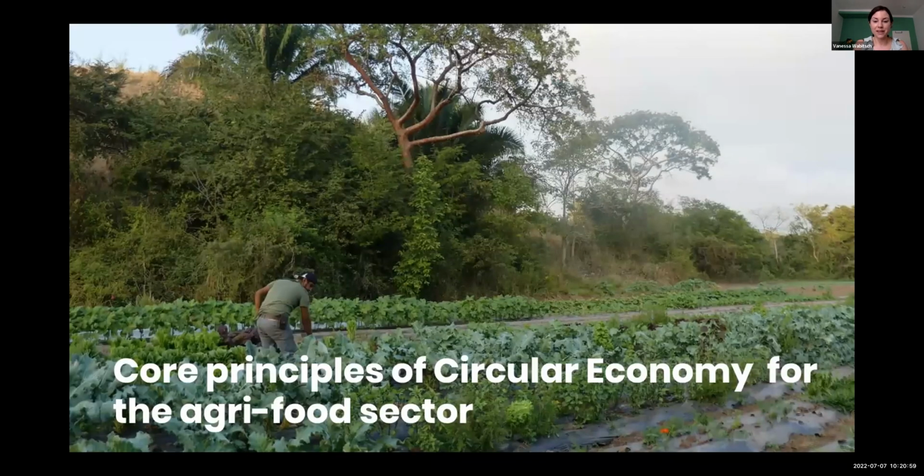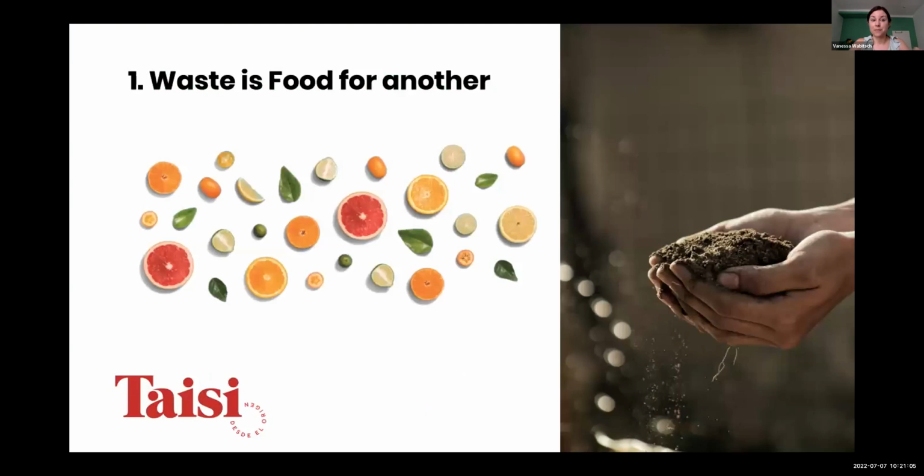The core principle of a circular economy for the agri-food sector is that waste is food for another species. The circular economy is based on life's principles. This means that in nature you don't actually see waste, because every resource that is not needed by one species is used by someone else.